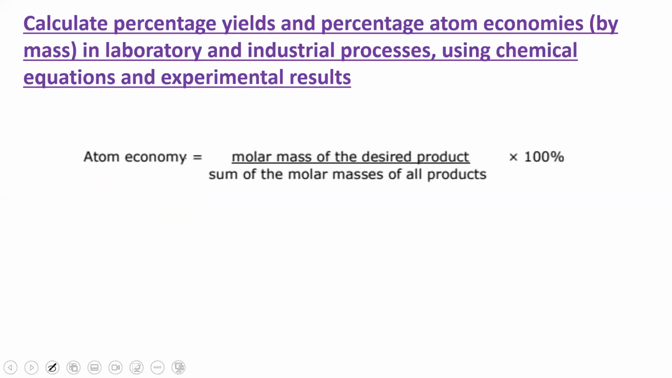Then calculate percentage yield and percentage atom economies. I had actually given you the percentage yield formula before already. So the atom economy is a unique name, and the industrial processes using chemical equation and experimental results. You have to see this formula. Atom economy is equal to molar mass of the desired product upon sum of the molar masses of all the products. You have to copy this screen now.